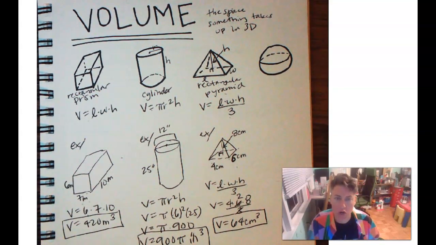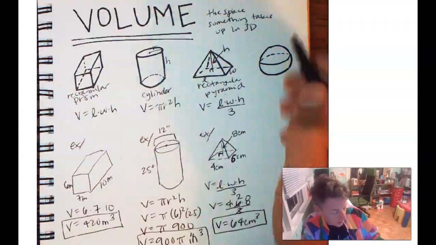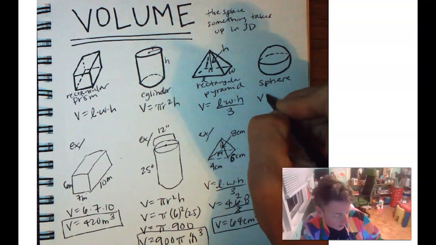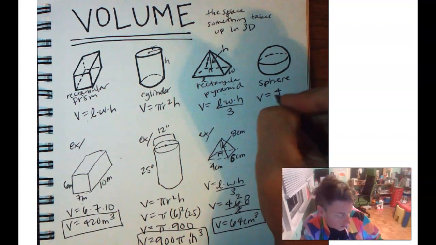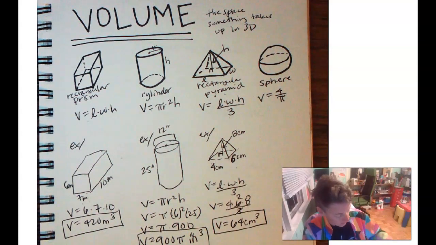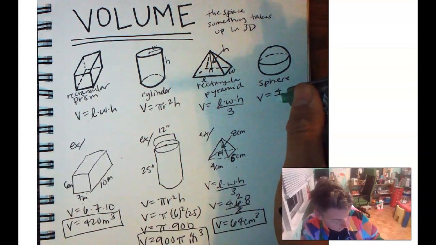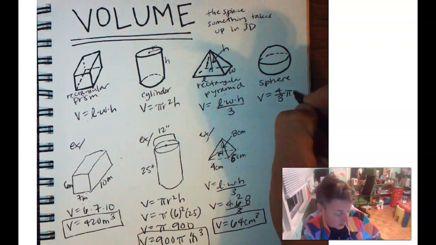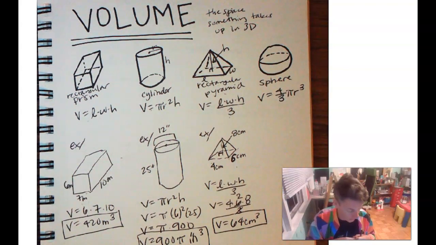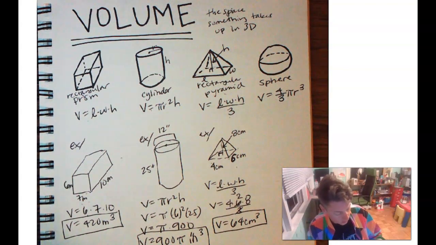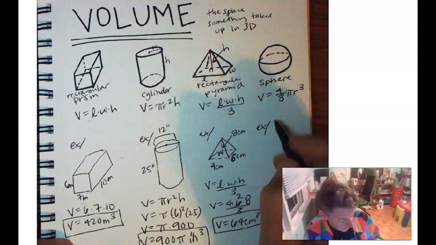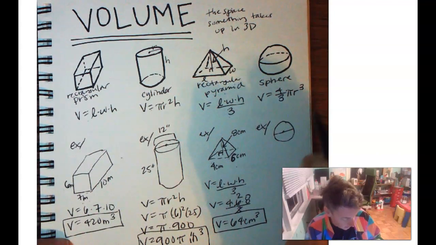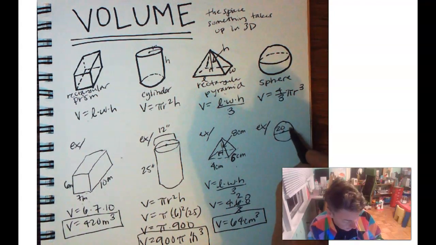Oh yeah. And last but not least, we have this beautiful sphere here. And the volume of the sphere is 4/3 pi r cubed. Fabulous. So, let's say, for example, we have a ball, and the diameter of said ball is 20.